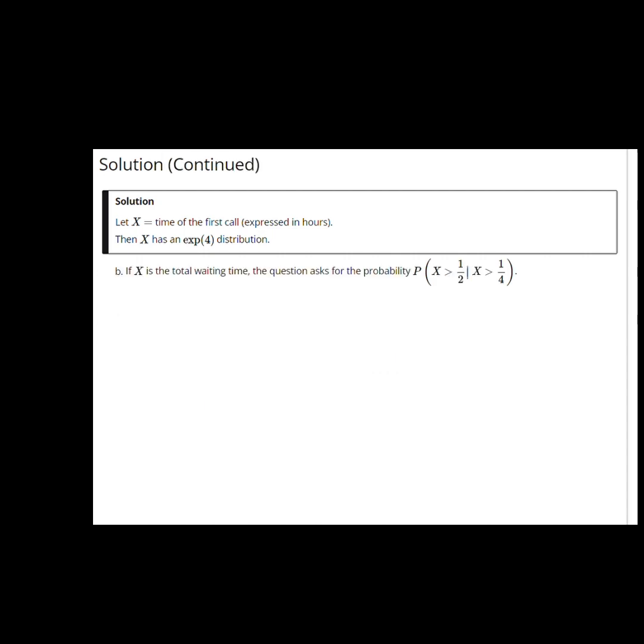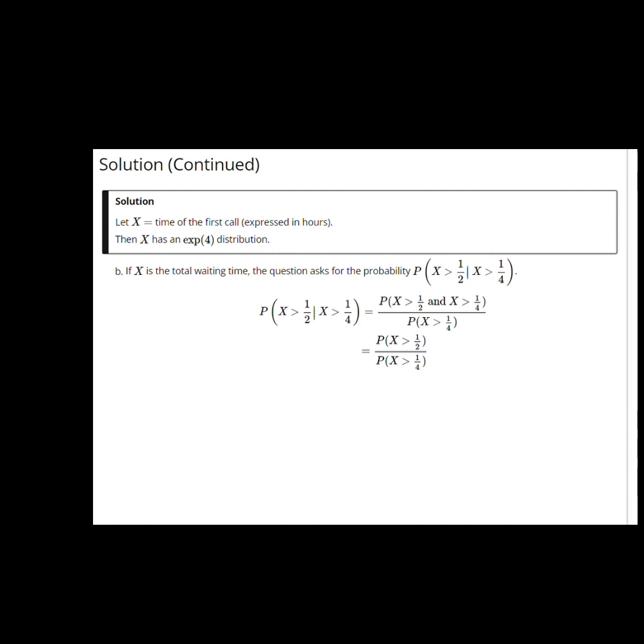The second part of the question asks the following. If X is the total waiting time, and if you're told that X is bigger than 1/4, what's the probability, given that, that X is greater than 1/2? And if we simply use the definition of conditional probability, this is the probability X is bigger than 1/2 and bigger than 1/4, divided by the probability X is bigger than 1/4. Well, of course, the numerator, the probability X is bigger than 1/2 and bigger than 1/4, is just the probability X is bigger than 1/2.